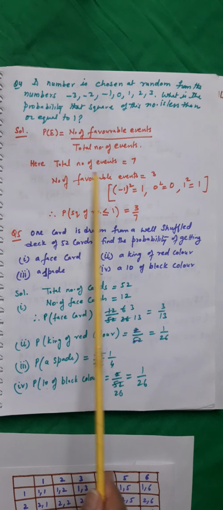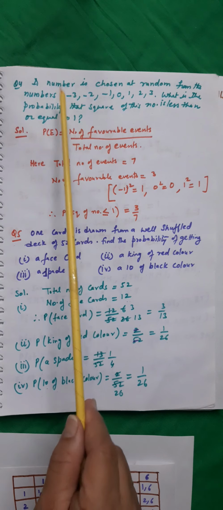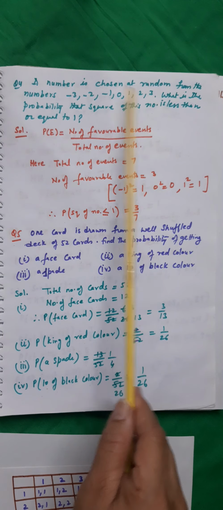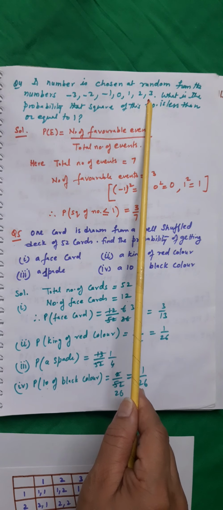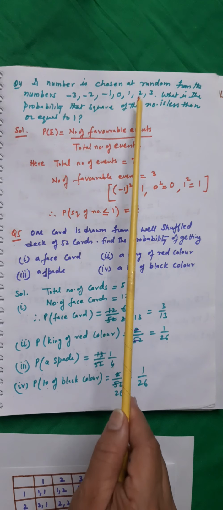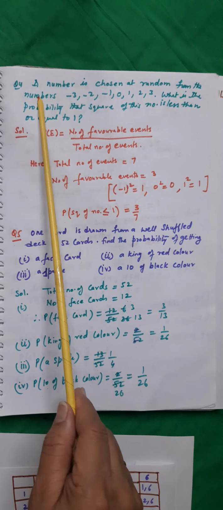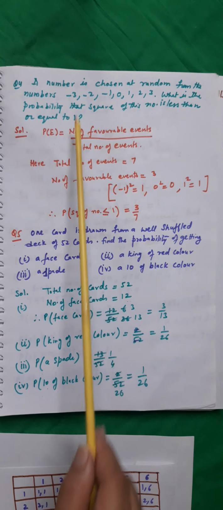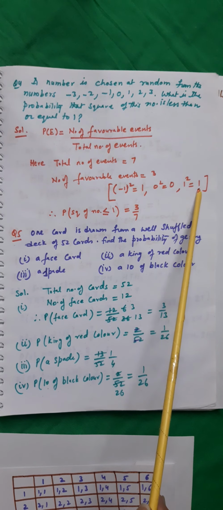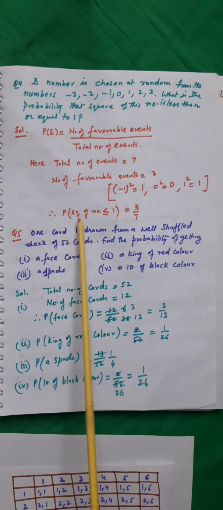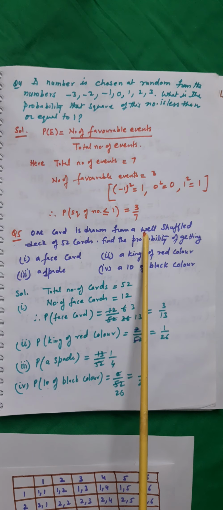Now here, total number of events are how many? They are 7. Number of favorable events will be 3, because I notice if I take square of 3 or minus 3, I will get 9, because minus 3 into minus 3 will be 9. 3 into 3 will be 9. Minus 2 into minus 2 will be 4. 2 into 2 will be 4. They all are greater than 1. So I will not consider. But when I notice these three numbers, minus 1 square will be equal to 1, 0 square will be equal to 0, and 1 square will be equal to 1. So here probability of getting square of numbers less than equal to 1 will be 3 upon 7.